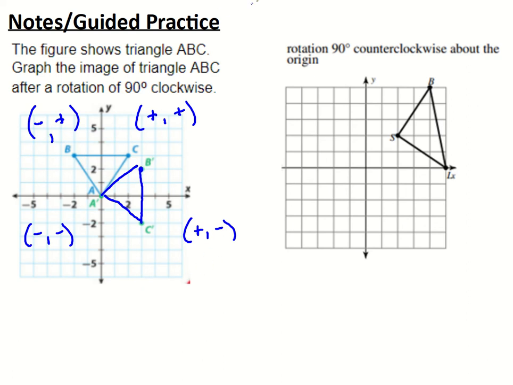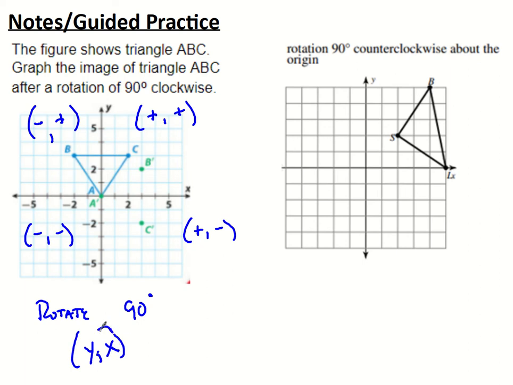This matters because whenever we rotate 90 degrees, and it doesn't matter which direction we go, what we're doing with our points is swapping them. So if I were to ever rotate 90 degrees, any direction, I swap the X and the Y.